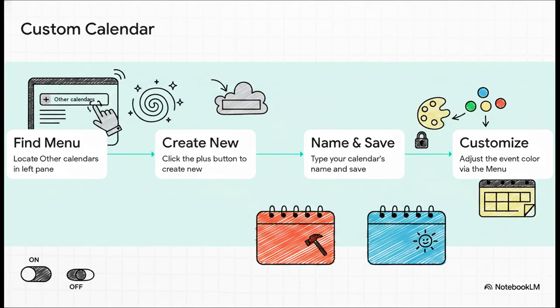Do not skip this. Color coding is an absolute game changer. It helps you instantly distinguish your red work deadlines from your blue fun activities with just a glance. Plus, if you need to go heads down and strictly focus on work, you just uncheck the fun calendar to temporarily hide it from your view.